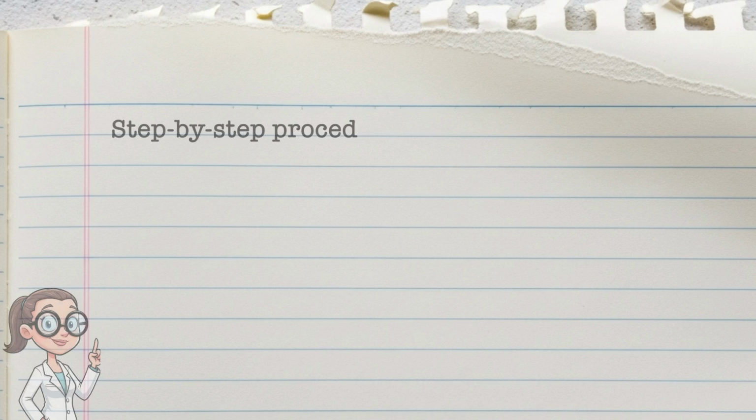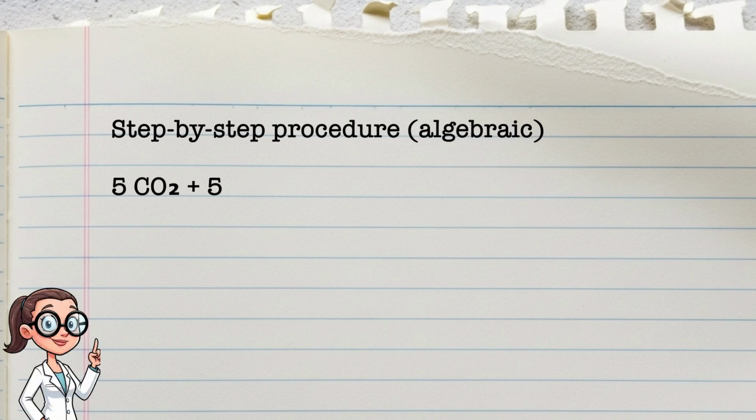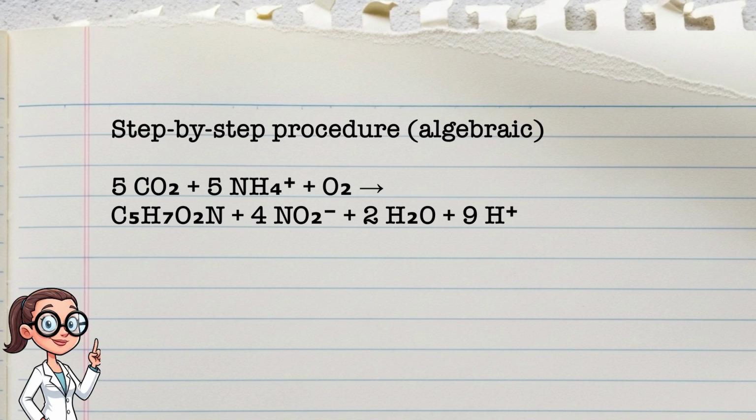Let's dive into the challenge using algebra, as usual. Here's the final masterpiece we're aiming for: 5CO2 plus 5NH4 plus O2, right arrow, C5H7O2N plus 4NO2 minus plus 2H2O plus 9H plus. Looks intimidating? Don't worry, we're going to tame this beast together. Let's break it down.